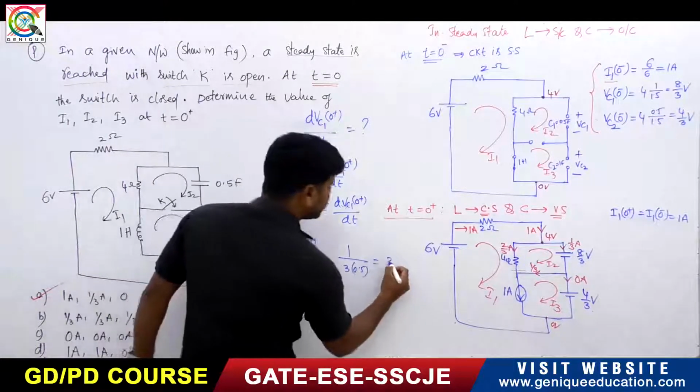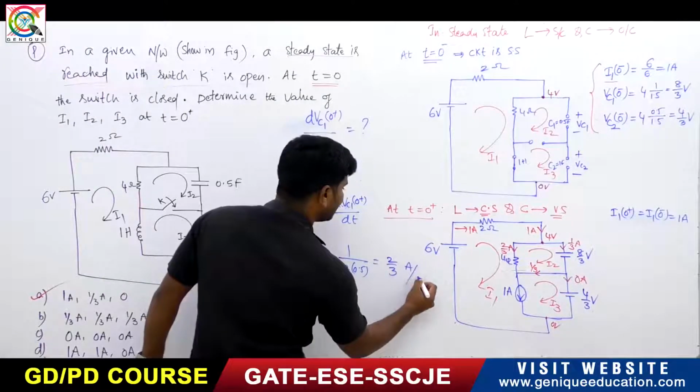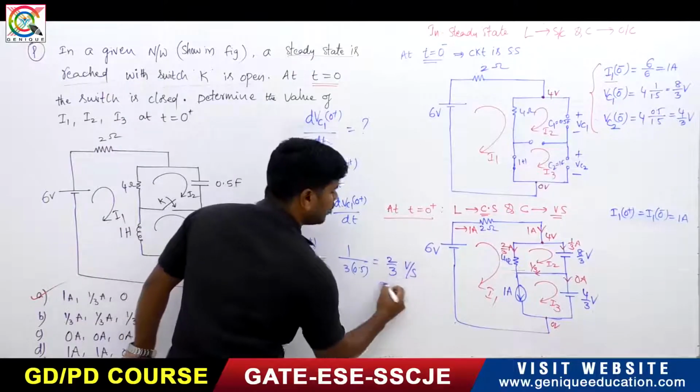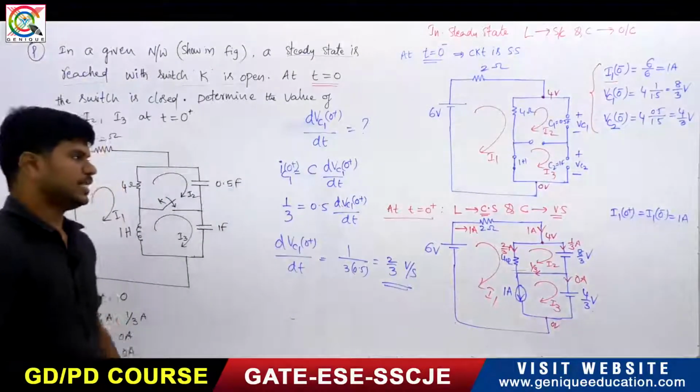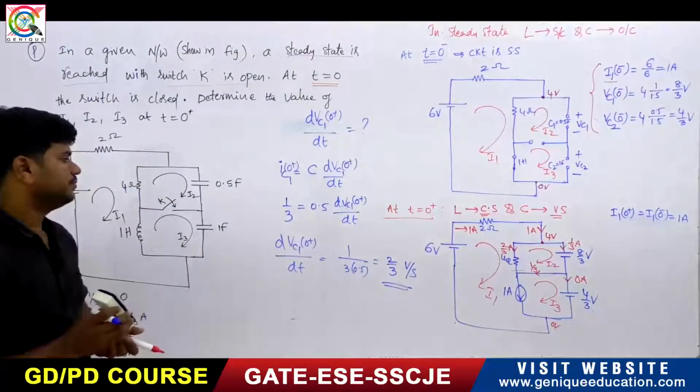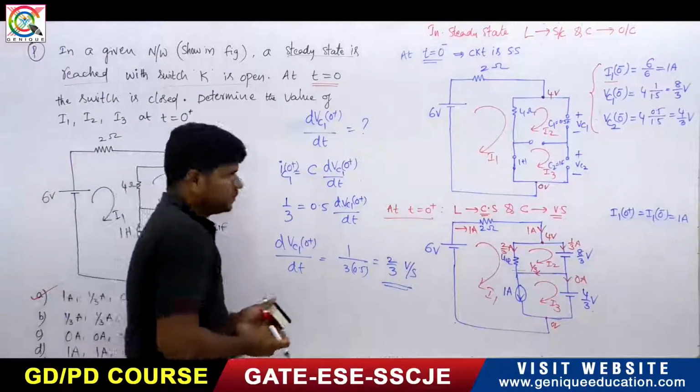1 by 2 means it is 2 by 3 ampere per farad. This is volts per second. It is 2 by 3 volts per second. Right? So like this, you can calculate this. Right or not? So this is the question.